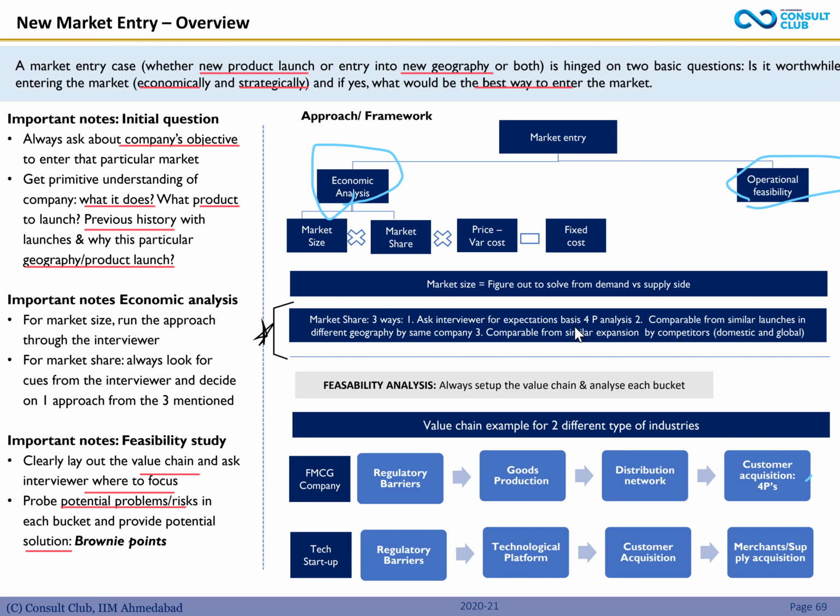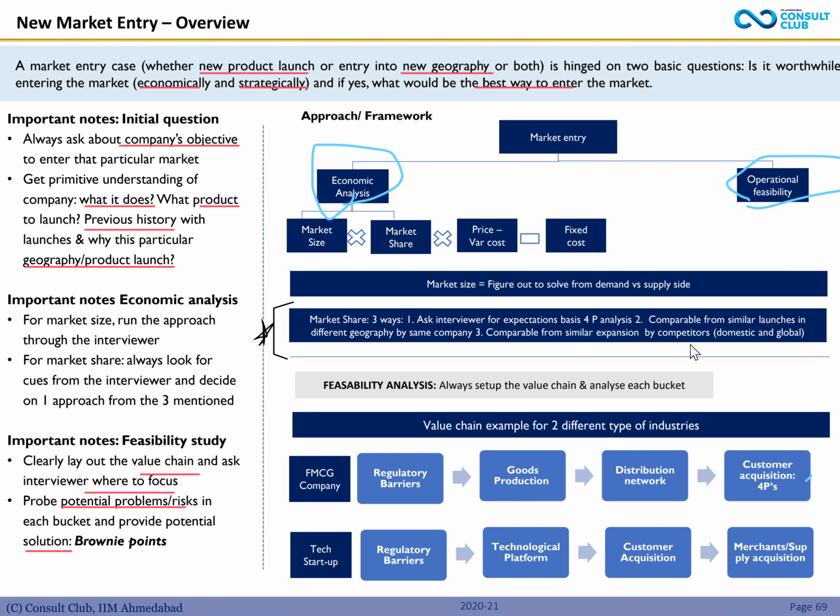Ask the interviewer for expectation basis 4P analysis. So 4P is price, product, place, and promotion. Either you can use a particular structure which you learn, or you can think on the spot. So you have to take a call whether to use a framework which already exists, or think on the spot. The 4P is one of the frameworks which exist, which we're going to cover in interviews as we go along.